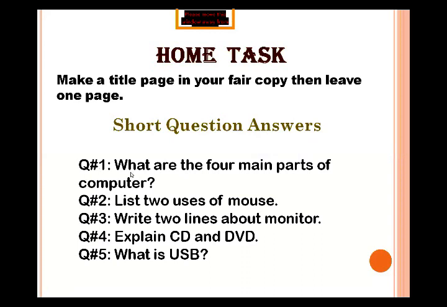Question number one is, what are the four main parts of computer? You know very well, monitor, CPU, keyboard and mouse are the four main parts of the computer. We are not talking about the other devices or helping devices, only the main parts.